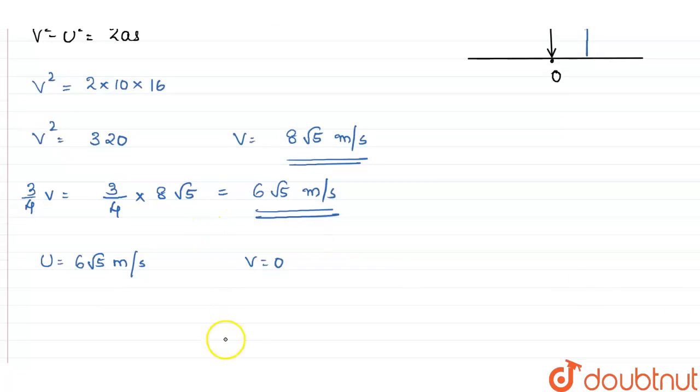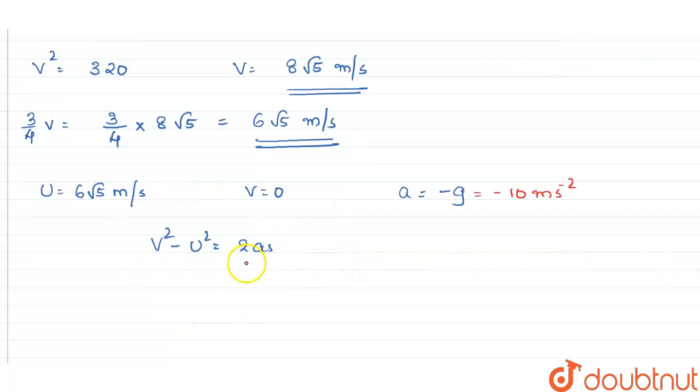Here also we will be using the same equation, v square minus u square is equal to 2as. But the acceleration here is minus g. Why? Because the body is moving in the upward direction and the acceleration is acting in the downward direction, and hence acceleration is equal to minus g or minus 10 meter per second square. Now substituting these values, v square is 0, so minus u square, which is minus 36 into 5, is equal to 2 into minus 10 into s, which we have to find out.